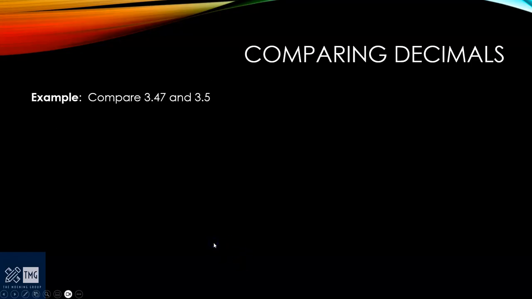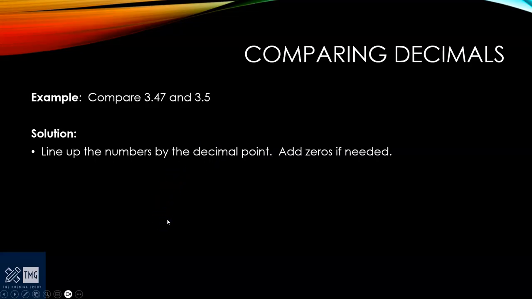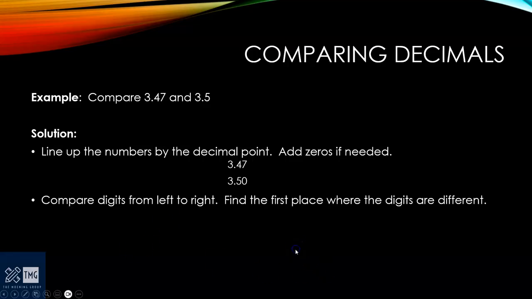So let's go ahead and jump into an example. We are going to compare 3.47 and 3.5. So let's walk through our steps. First, we're going to line up the numbers by the decimal point and add zeros if needed. So when I write these vertically, I have 3.47, and then directly below that, 3.5. I add the zero so that the numbers have the same number of digits and place value holders there. Now we're going to compare the digits from left to right. So find the first place where the digit is different.